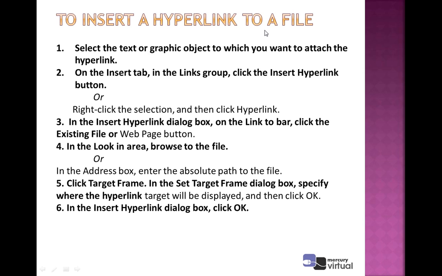Next, how to insert a hyperlink. Select the text or graphic object to which you want to attach the hyperlink. It means first of all, select the text or the graphic object. Select the area, select the material for which you want to create a hyperlink. In simple terms, first of all, select the text or the paragraph to which you want to create a navigation, to which you want to create a linking. Then go to the Insert tab in the Links group, click the Insert Hyperlink button, or right click the selection and then click Hyperlink. Let's see it in a practical way so that things will be clear.